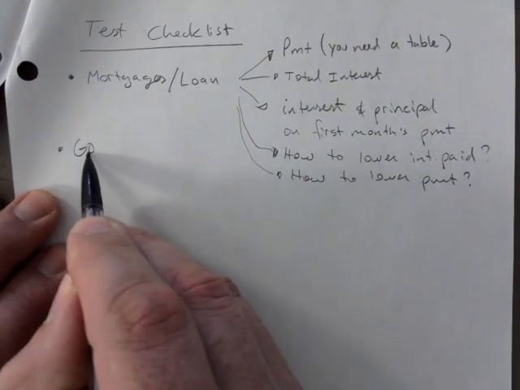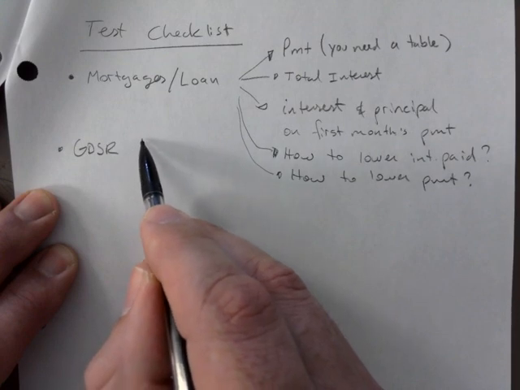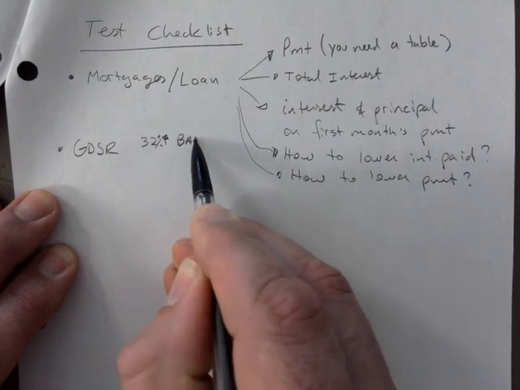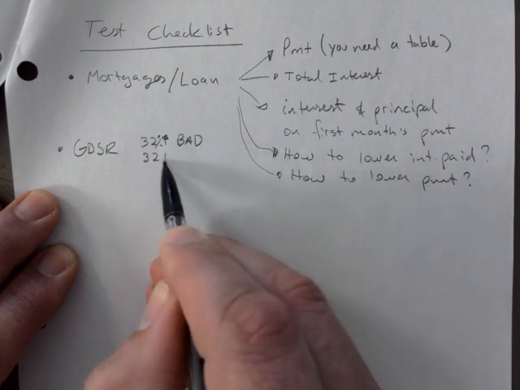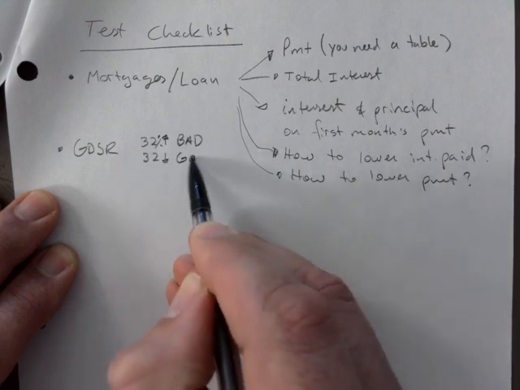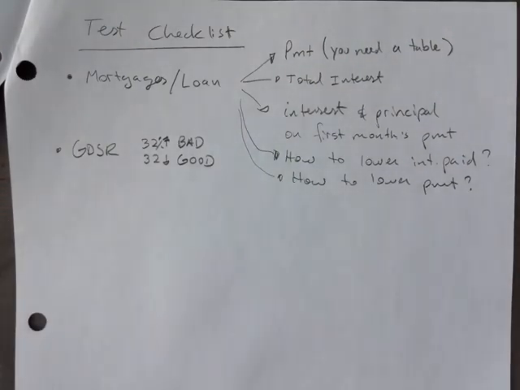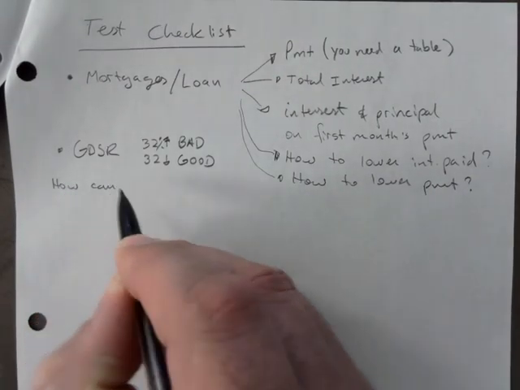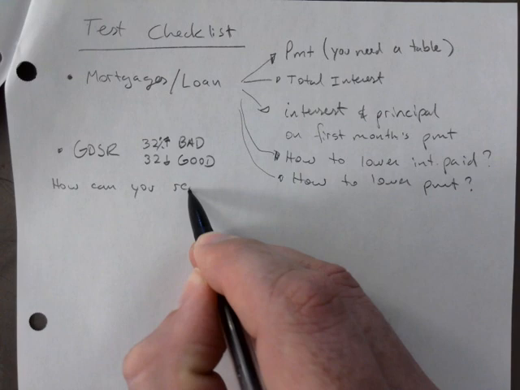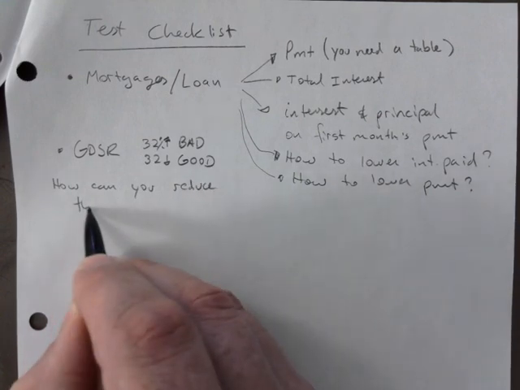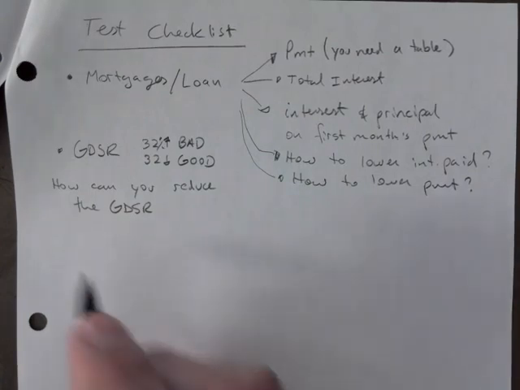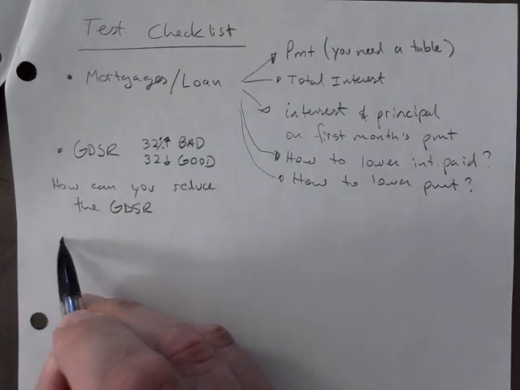You also need to know your GDSR. If it's 32% and up, this is bad, not approved. Lower than 32% is good. And you also need to know ways of reducing the GDSR. You need to know that. So that's another bullet there.